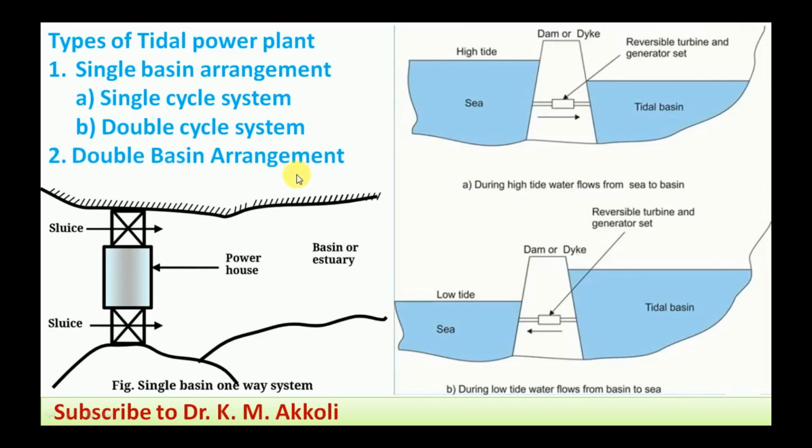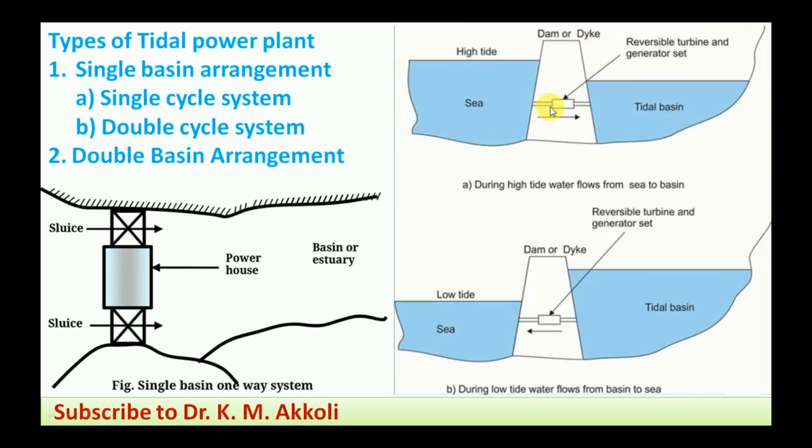Basin arrangement. The two basins side by side will be there. Okay, then how will the tidal energy be harnessed? That is during the high tide. During the high tide, the water level in the sea will be higher. Then the dam is constructed at the seashore. That is a wall. Dam means wall, it is constructed.